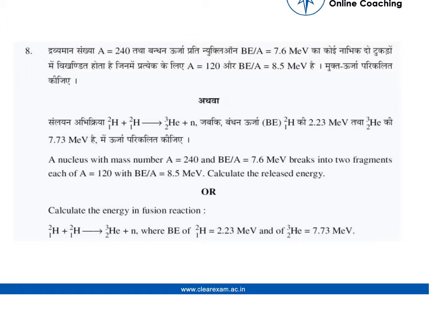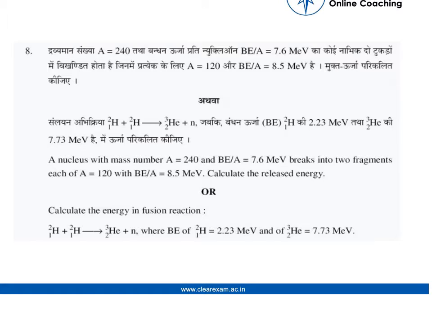So this is an optional part question. The first question is, a nucleus with mass number A equal to 240 and B upon A equal to 7.6 MeV breaks into two fragments, each of A equal to 120 with B upon A of 8.5 MeV. Calculate the released energy.